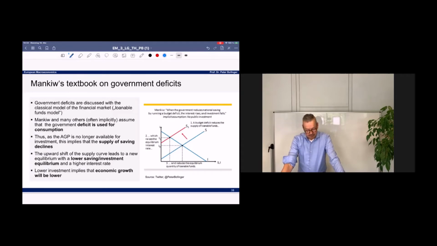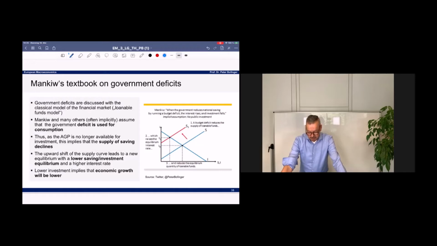And so let us see how this result is derived. In Mankiw's textbook, but also in other textbooks, the role of budget deficits is discussed within the classical model of the financial market, the loanable funds model, from which we know that it is also a goods market model, but it's normally not mentioned. But here, this classical model is used to describe how government deficits impact the economy.